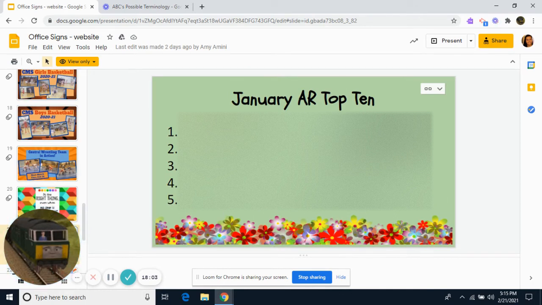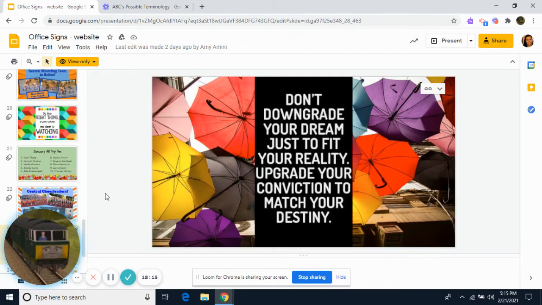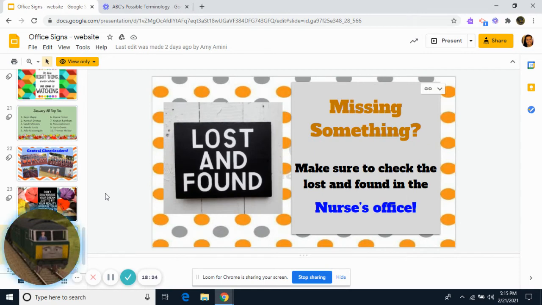Alright, so this is all the names. I'm going to blur that out if you don't mind. Central cheerleaders. Don't downgrade your dream just to fit your reality. Upgrade your conviction to match your destiny. Lost and found. Missing something? Make sure to check the lost and found in the nurse's office.